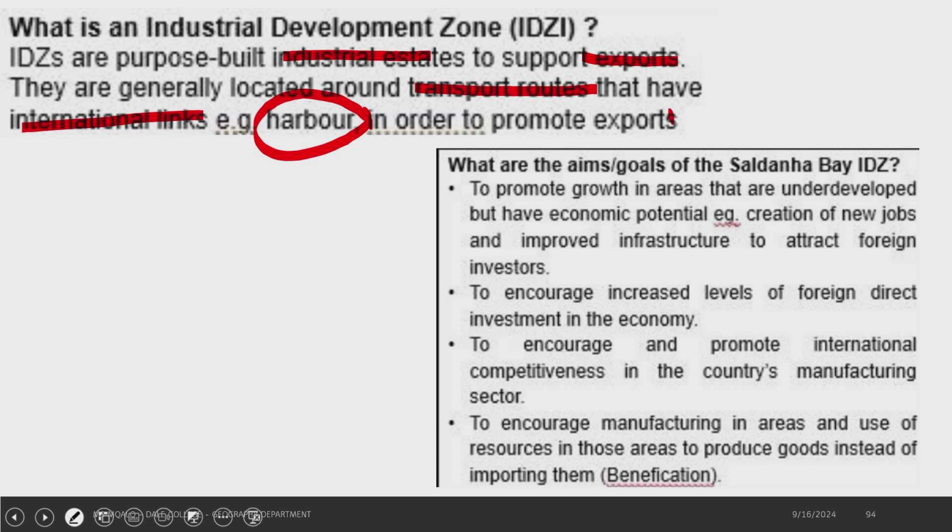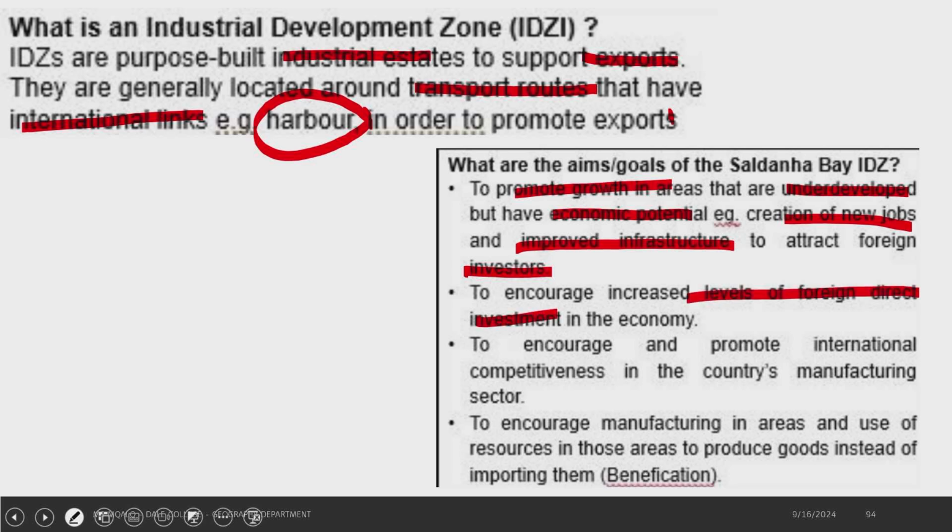What is the main goal of a Saldanha Bay IDZ? It is to promote growth in areas that are underdeveloped, similar to your SDI, but have economic potential. So it's creation of new jobs, improved infrastructure to attract foreign investors. That's like 6 marks already. To encourage increased foreign direct investments.